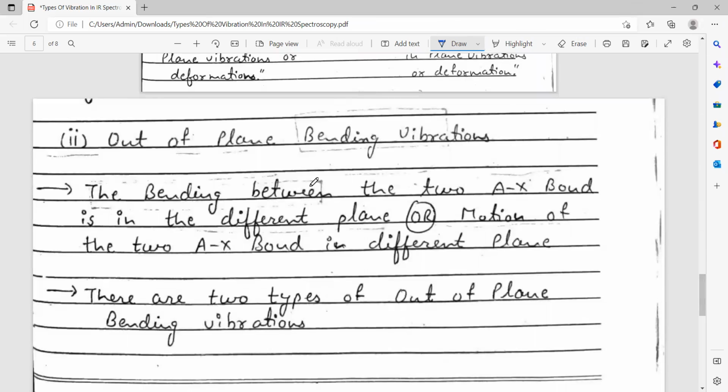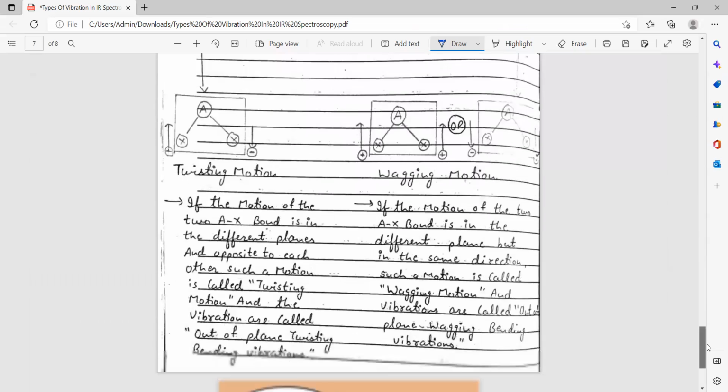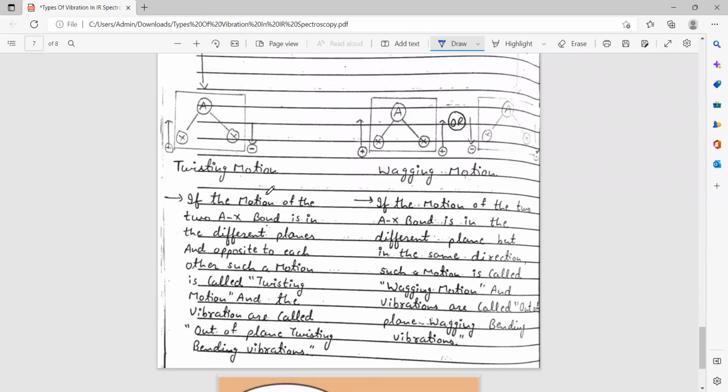Further, in out of plane bending vibration, the motion of the two AX bonds is in a different plane. So the name itself says out of plane bending vibrations. They are further classified into two categories: twisting and wagging motion. Here, twisting motion is if the motion of the two AX bonds is in a different plane and opposite to each other, such a motion is called a twisting motion.